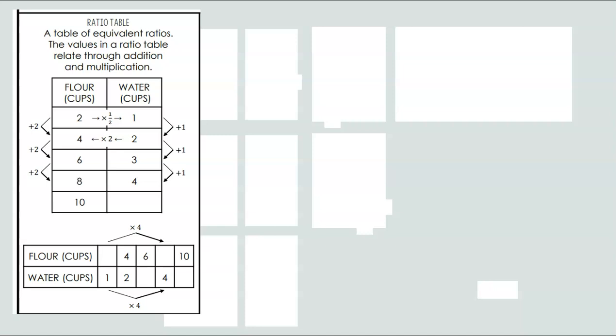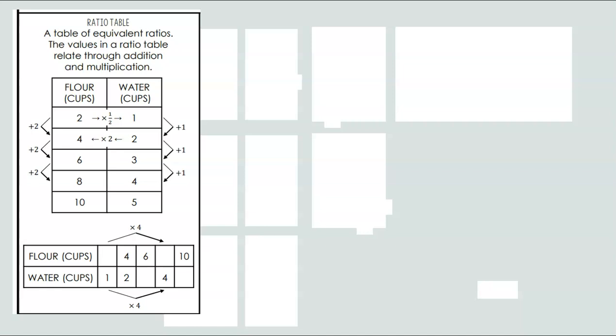Same thing when we're going down to flour and we're missing the value for water. The relationship from flour to water is times 1/2. So 10 times 1/2 gives you the value of 5 that is missing. Tables can be written in this direction, or they can be written going across. The table on the bottom is the exact same table, just written going across with the relationships.